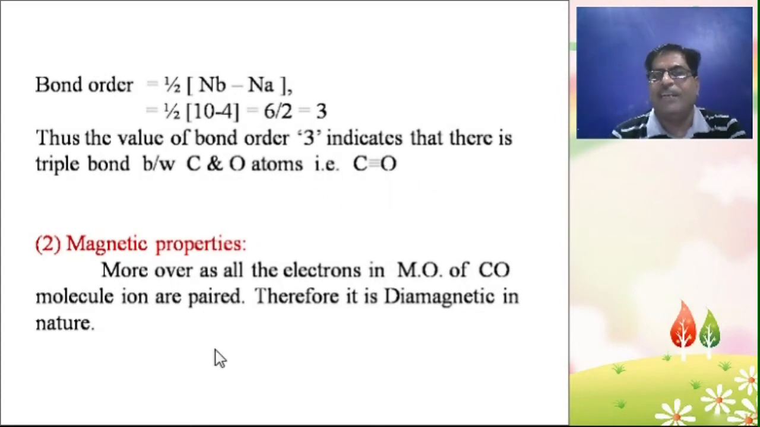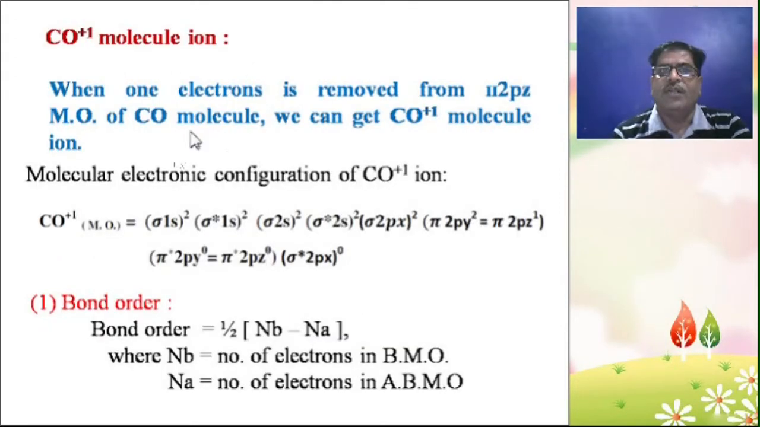What are the magnetic properties of the CO molecule? As all the electrons in the MOs of the CO molecule are paired, it is diamagnetic in nature. Let's discuss the CO+ molecule ion. When one electron is removed from the pi 2pz MO of the CO molecule, we get the CO+ molecule ion.